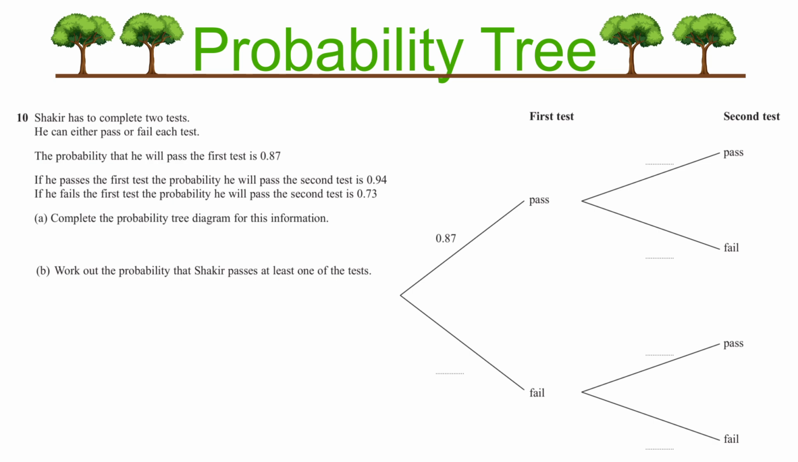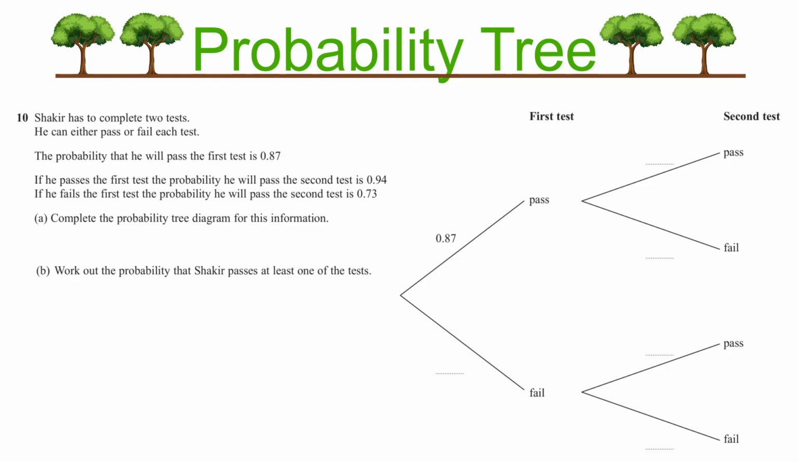Question number 10 says that Shakir has to complete 2 tests. He can either pass or fail each test. The probability that he will pass the first test is 0.87, which is 87%. If he passes the first test, the probability he will pass the second test is 0.94. If he fails the first test, the probability he will pass the second test is 0.73. Then it asks us to complete this diagram on the right and also work out the probability that Shakir passes at least one of the tests.